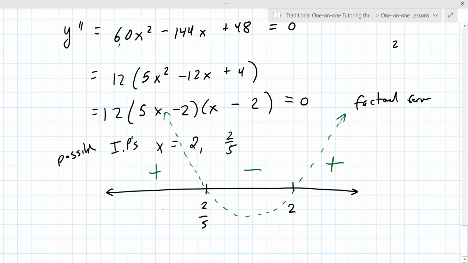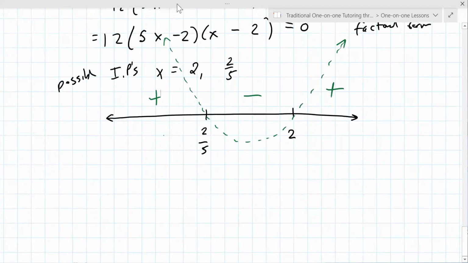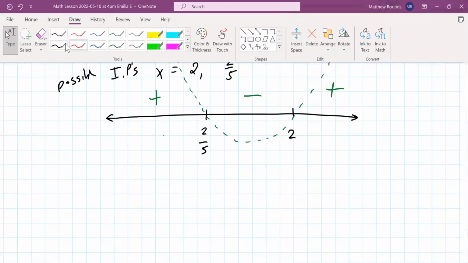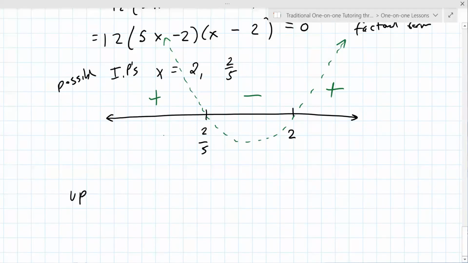So now we still haven't answered it. These are a lot of work. Where is it concave up? So wherever you see the plus. Increasing? Yeah, so wherever it's positive. So up from 2 to infinity.